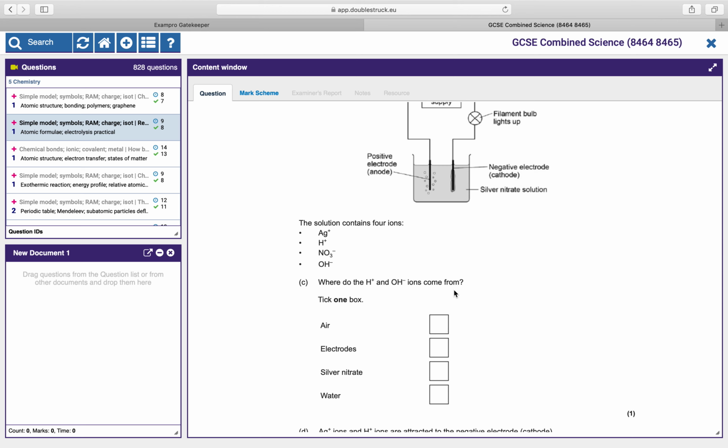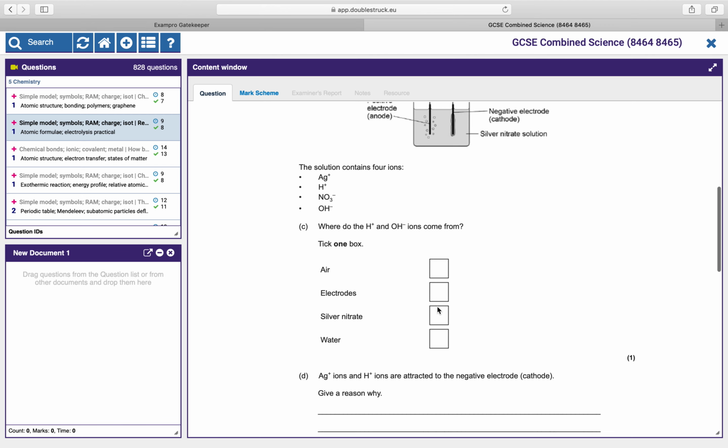Those H plus and OH minus ions, they are in water. So as soon as you see that, usually in any solution or aqueous solution, there's going to be some water in there, unless it's a molten solution. If it says it's molten, there is going to be no water in there. But I can guarantee you there is water there. So that's water.